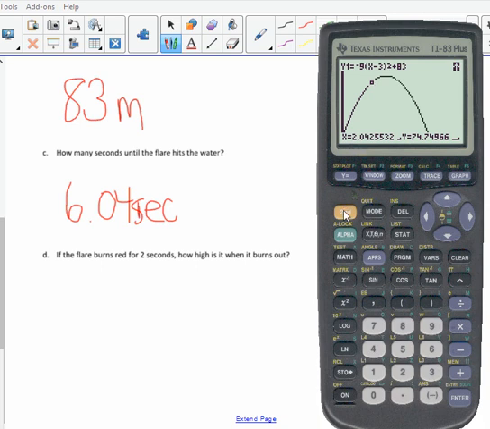So what you can actually do is second function calculate for an actual value of your choice. So we hit value. When my x is 2, because we said 2 seconds, what is my y value? Solve. And the graph says it's 74 exactly at 2. So the height of my flare after 2 seconds when it burns out, it was at 74 meters.